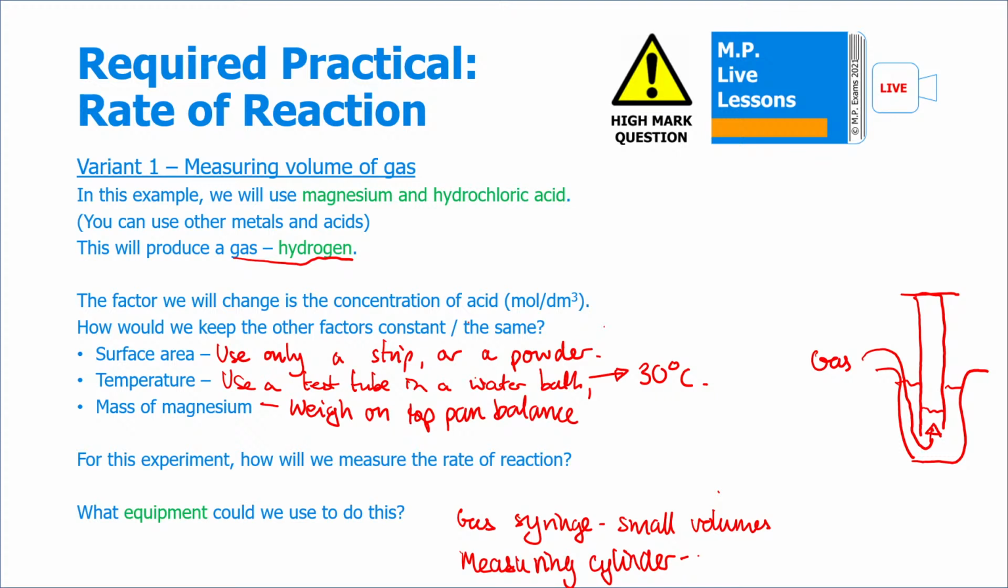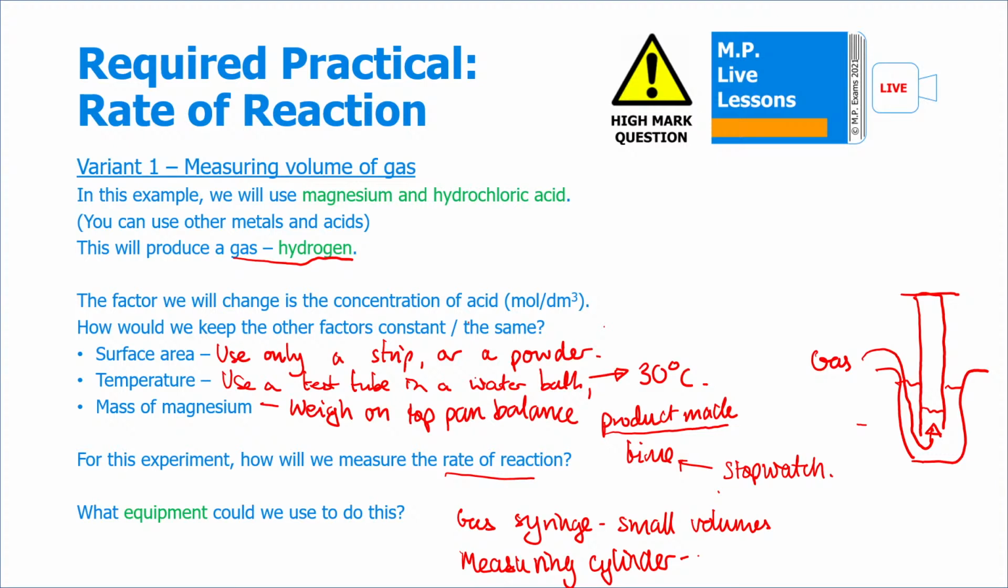Now, to measure the actual rate, remember we needed the formula, which was the amount of products made, which was with this gas syringe or measuring cylinder, divided by time. So that means we need to use a stopwatch. Now, the method for this would be as follows.